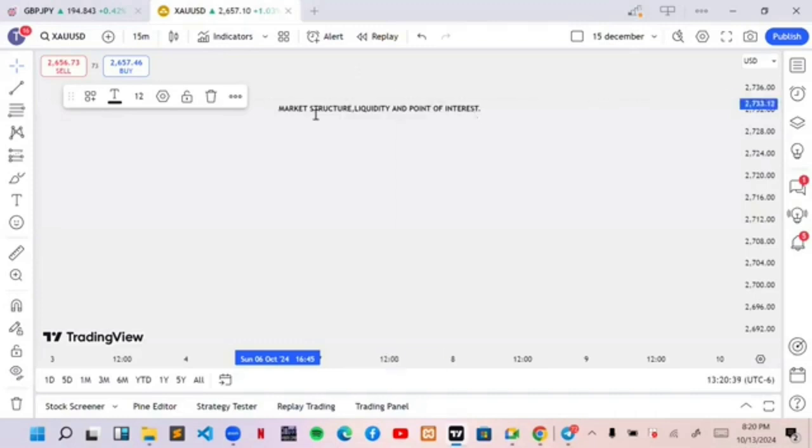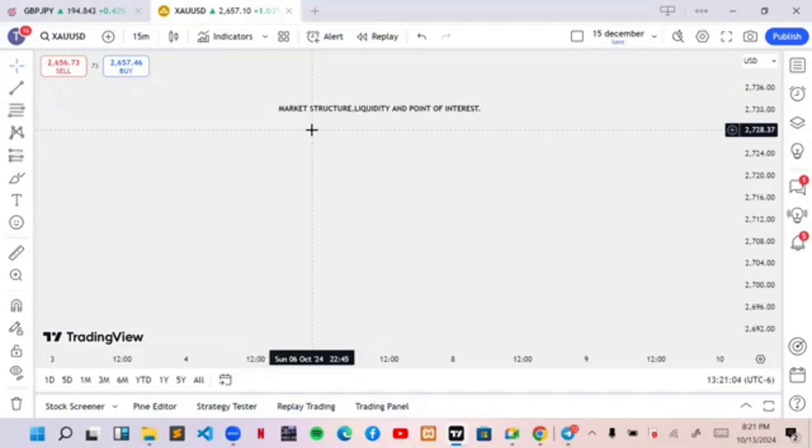So I'm going to take market structure first, then I'll take liquidity, then I'll take point of interest. I will take one point of interest in this class, that is order blocks. Then in the next class, I will take breaker blocks and order blocks, differentiating between the two of them and knowing when to use the order block and knowing when to use the breaker block.